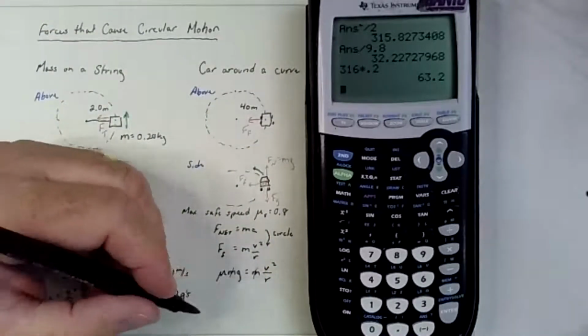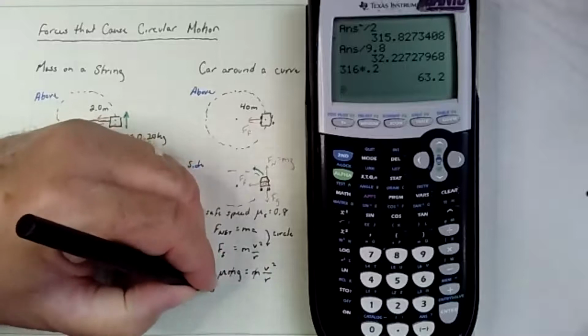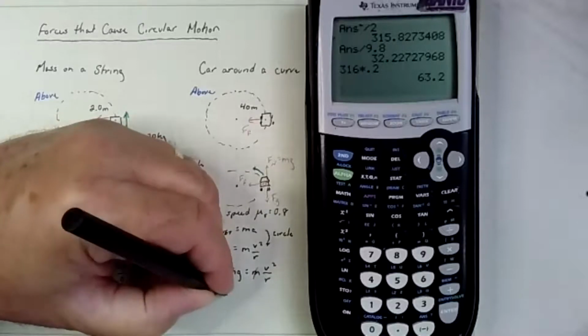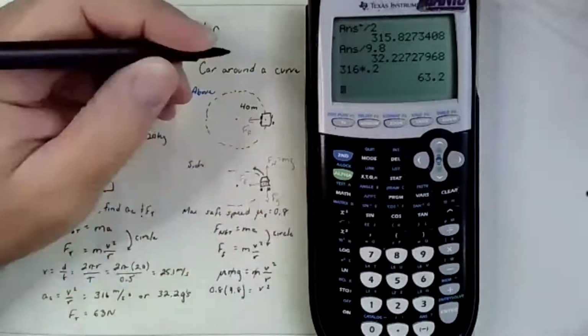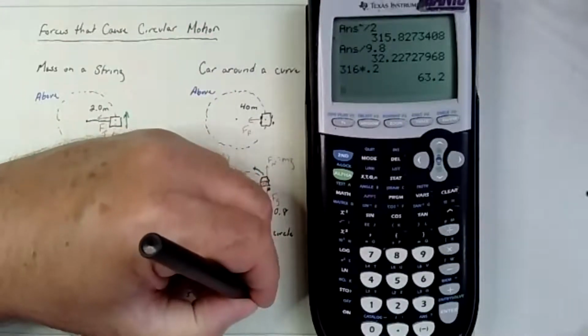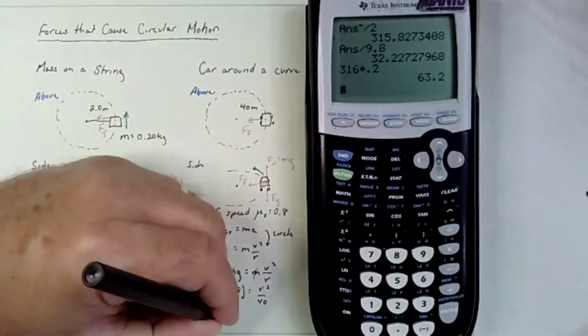So masses on both sides cancel. And so 0.8 times 9.8 is equal to v squared. And then the radius we said is 40 meters. Right, so I can solve for v.